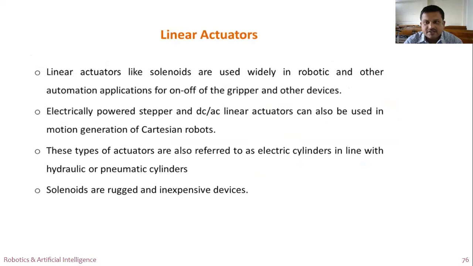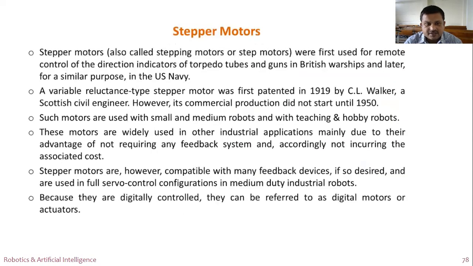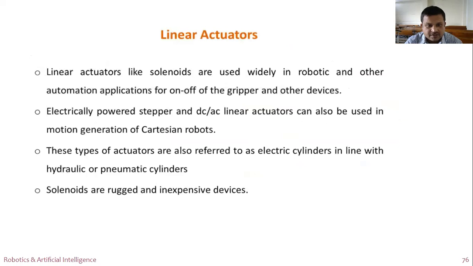Now, electrical actuators are classified as linear actuators, stepper motors. I will only read some lines or some introduction. Linear actuators like solenoids are used widely in robotic and other automation applications for on-off of the gripper and other devices. These types of actuators are also referred to as electric cylinders, in line with the hydraulic or pneumatic cylinders. Solenoids are rugged and inexpensive devices.